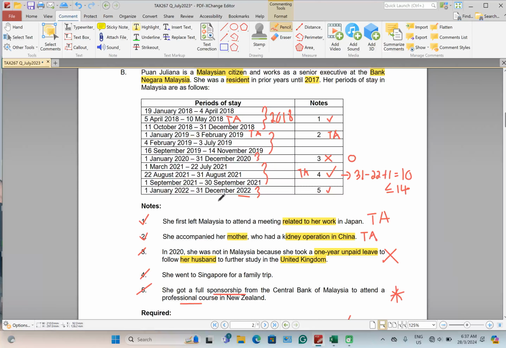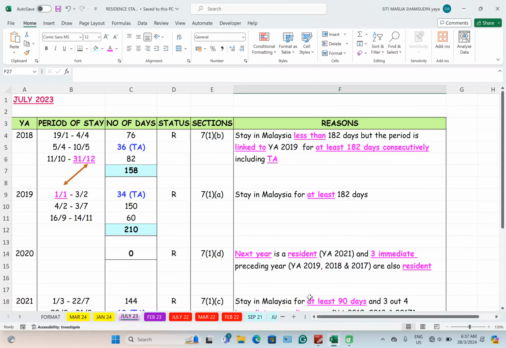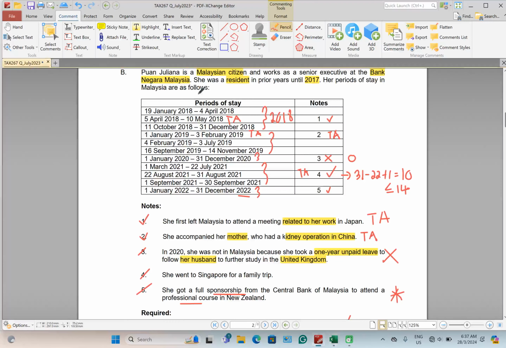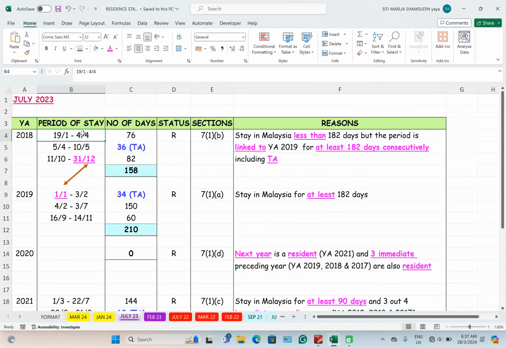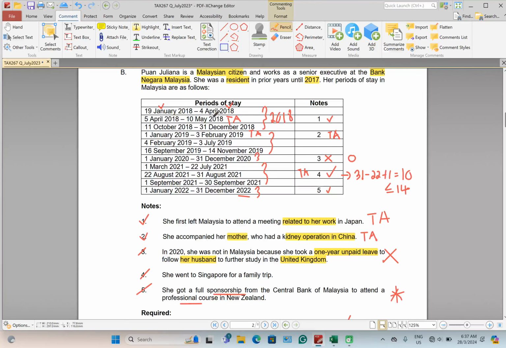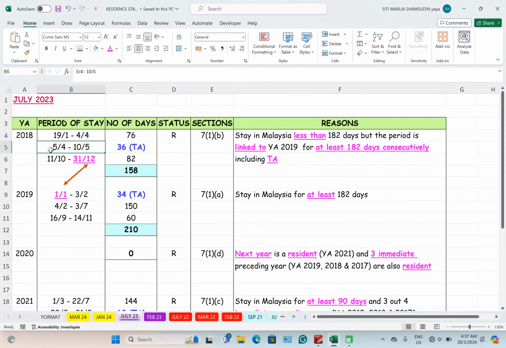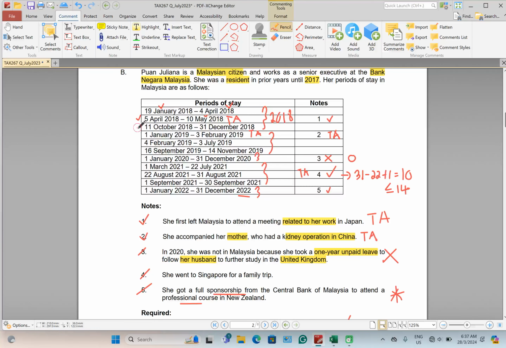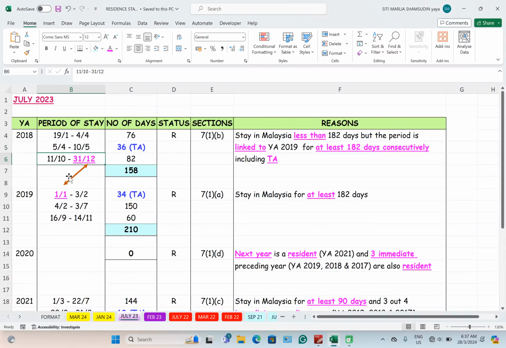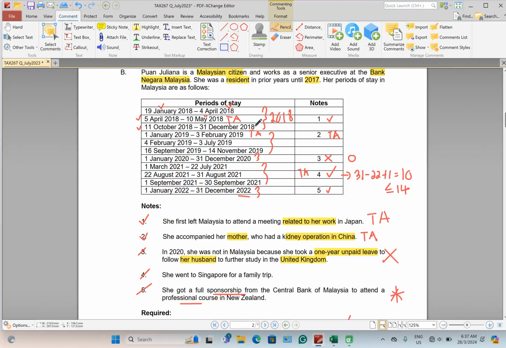Alright? Okay, so first step guys, let's record. Okay, 2018. Okay, so our period of stay 19 January until 4th April. Followed by, okay, second row here, this is TA, 5th April until 10 May. Followed by row number 3, still 2018, 11 October, 31st December. Okay, that's it for 2018, isn't it?